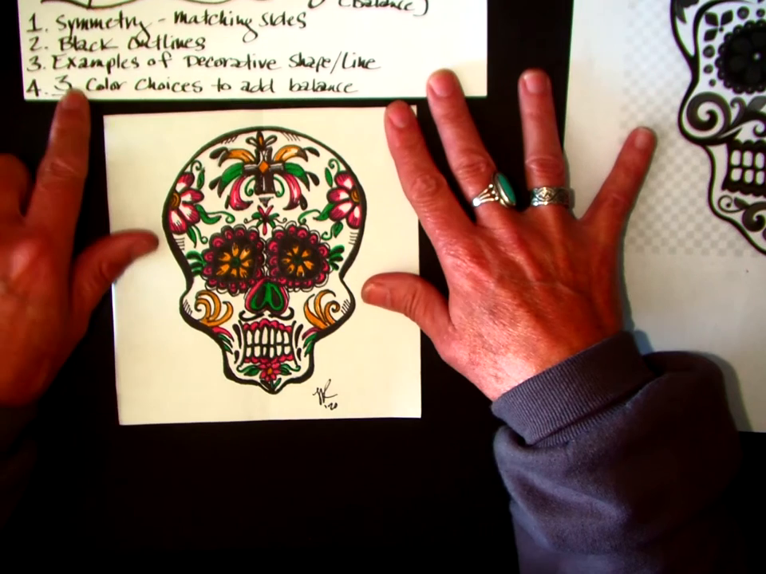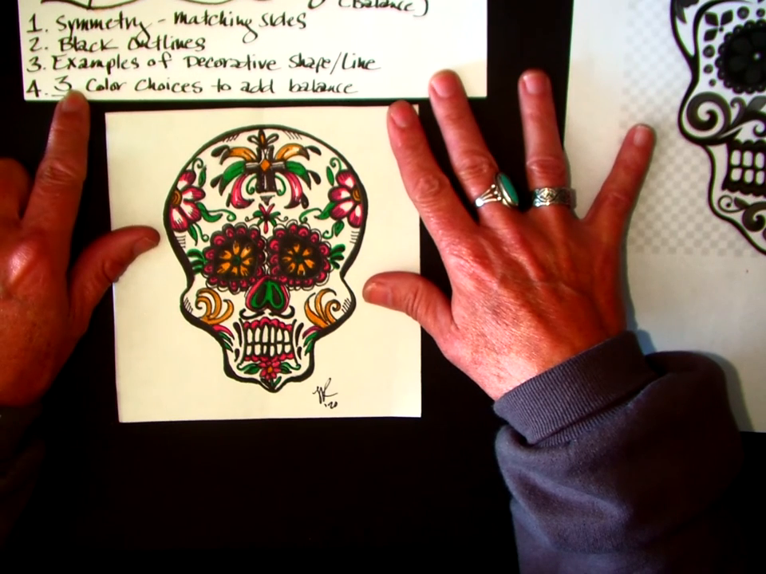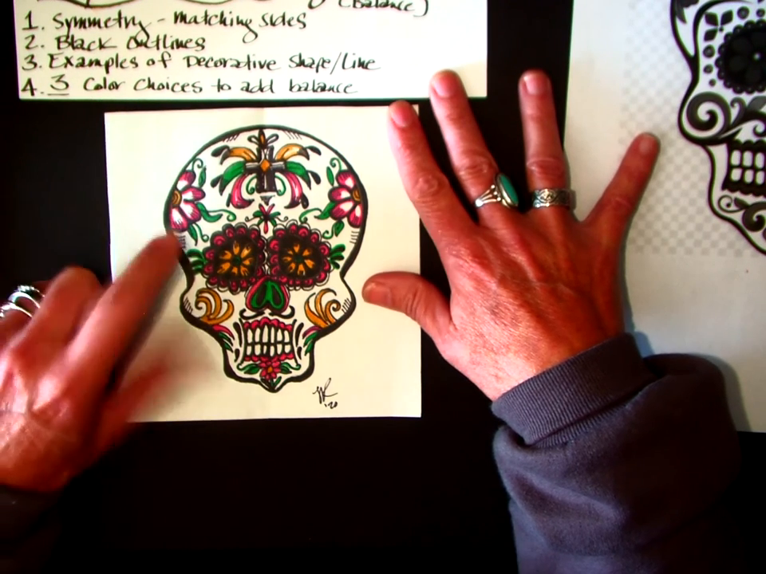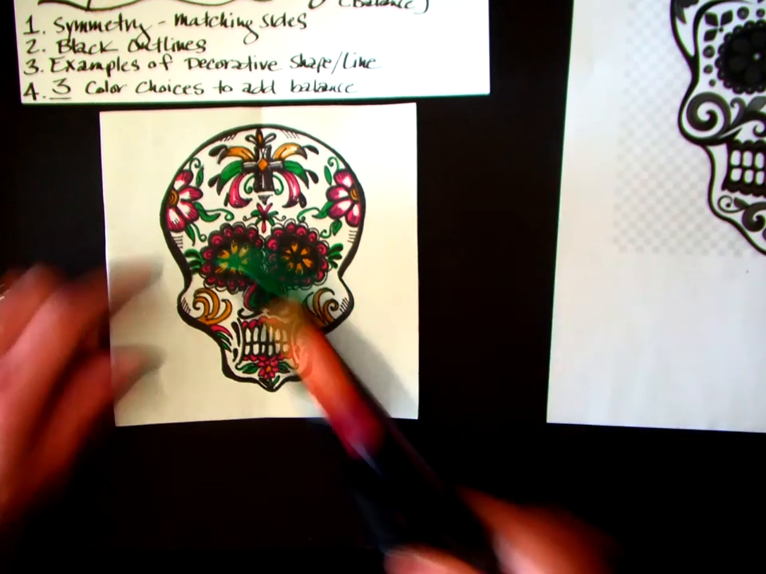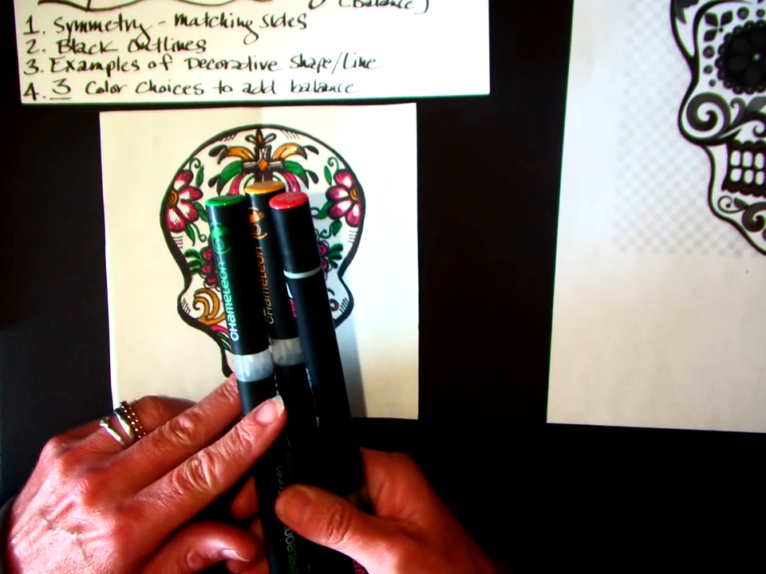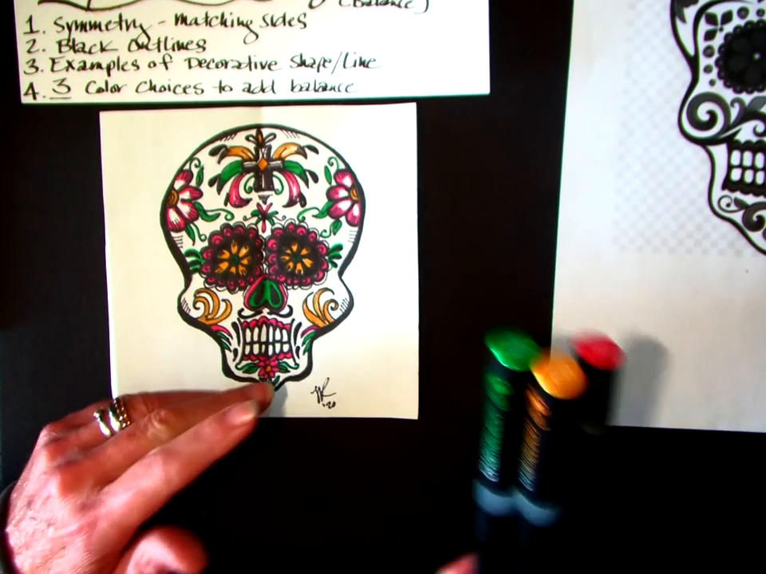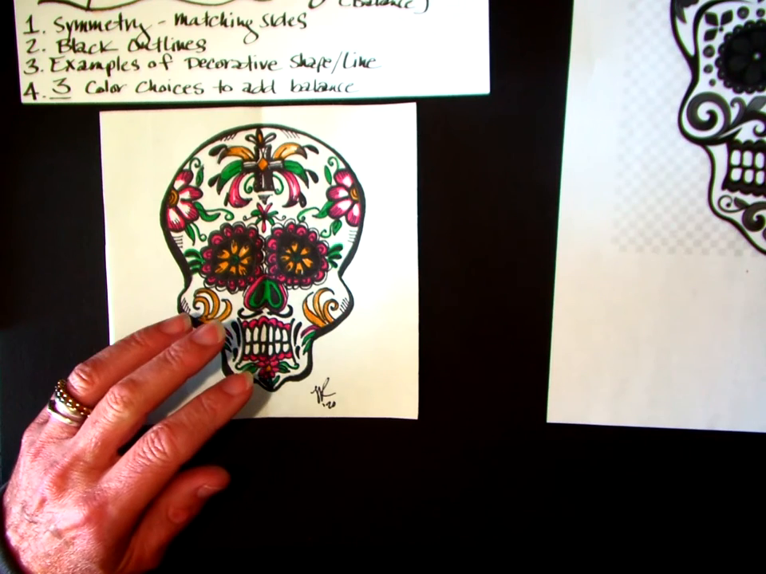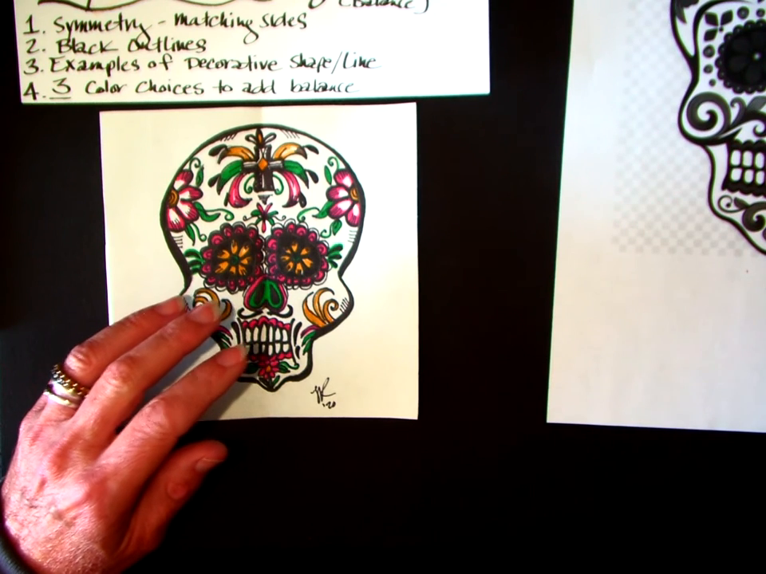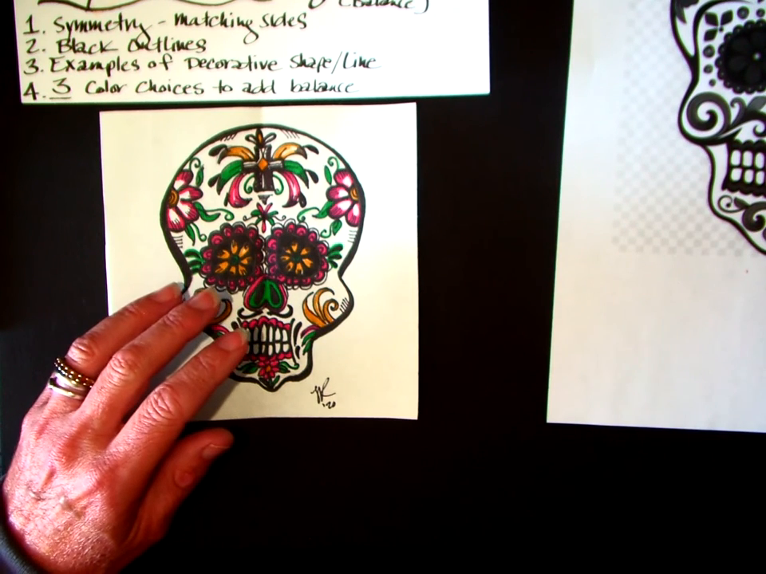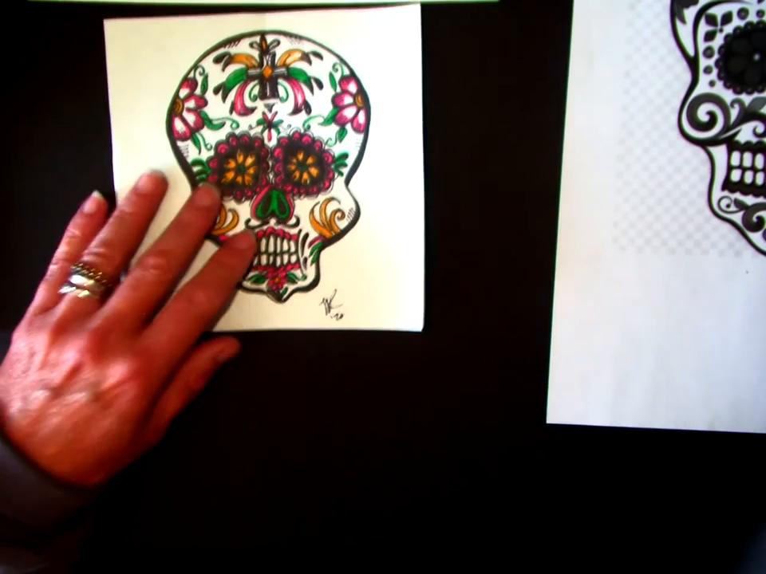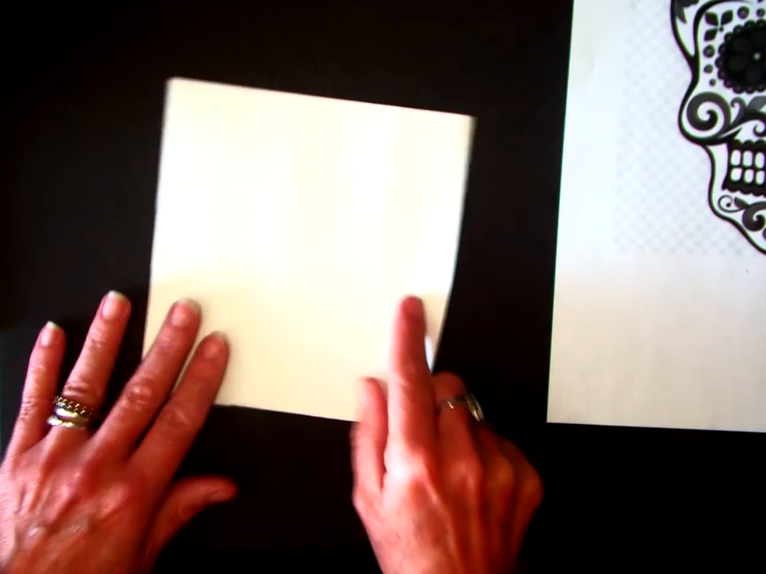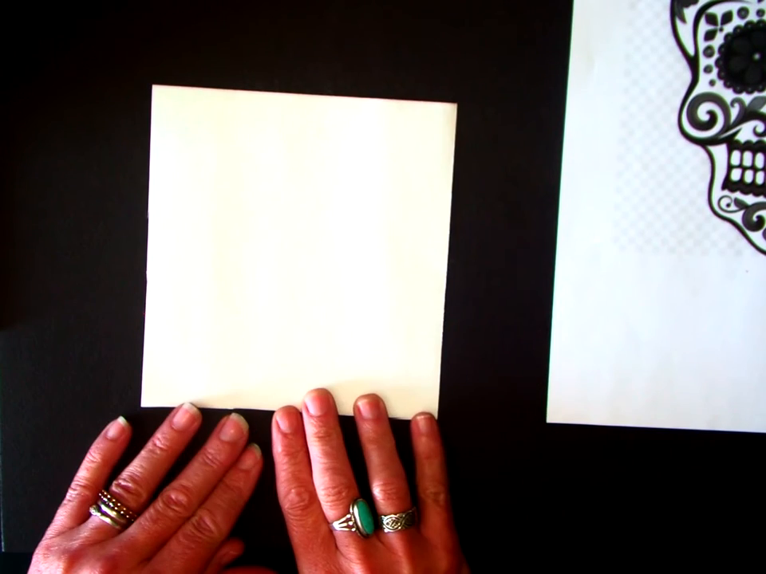And then the last requirement is 3 color choices to add balance. The 3 color choices that I chose for mine are a green, a yellow, and a red primary. For the most part, they are complementary colors, I guess I should say. And these are very much colors of Mexico. So we're going to start with a blank sheet of paper to create our Day of the Dead, and I'm going to show you how to do a transfer to get a complete symmetrical image.